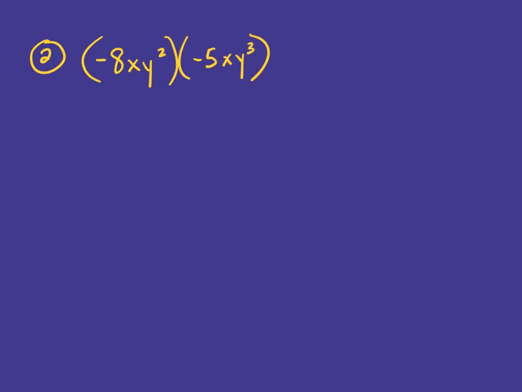Number 2, largely the same thing: negative 8xy squared times negative 5xy to the third. When we multiply the numbers, negative 8 and negative 5, we get positive 40. If you multiply the x's, keep in mind the x's have an exponent of 1, both of them do. So when we multiply those, we get x squared. And then when we multiply the y's, we get y to the fifth.